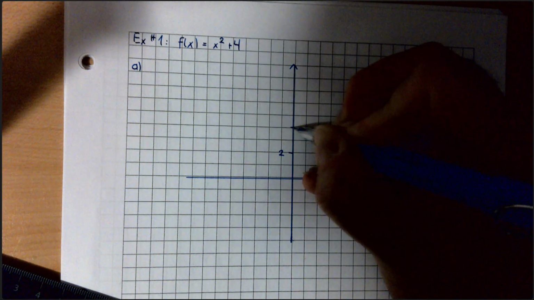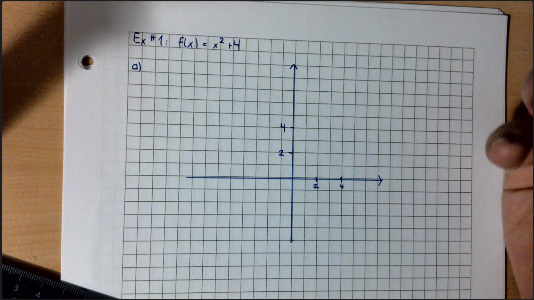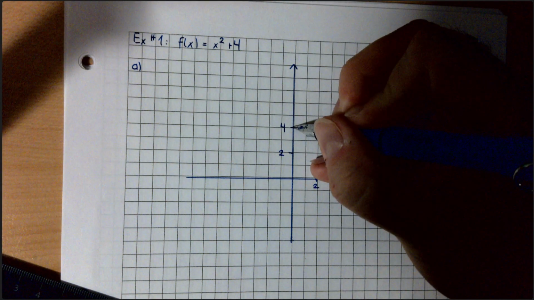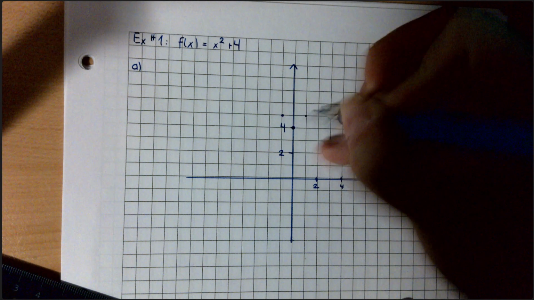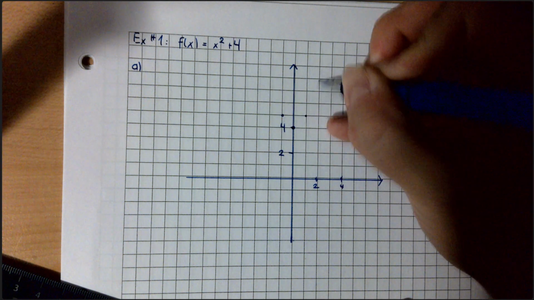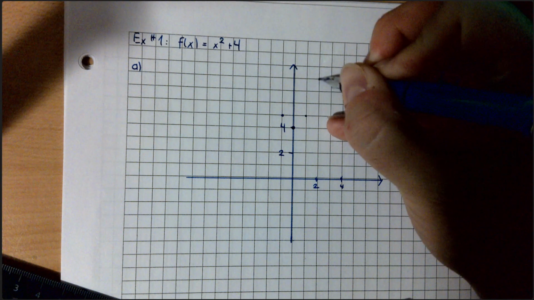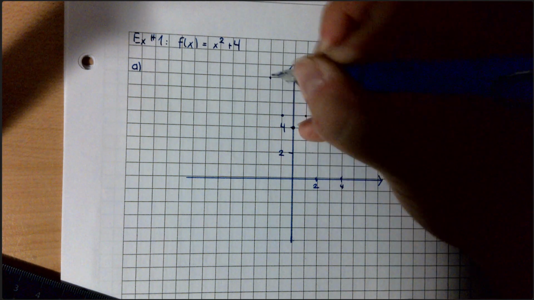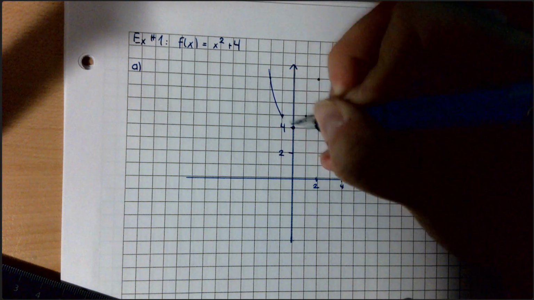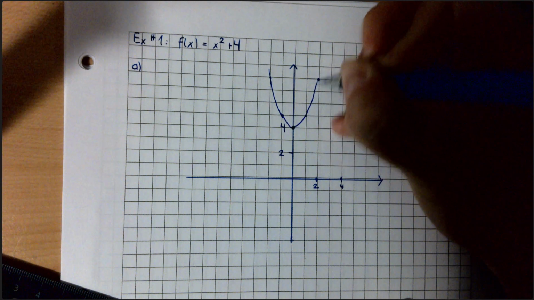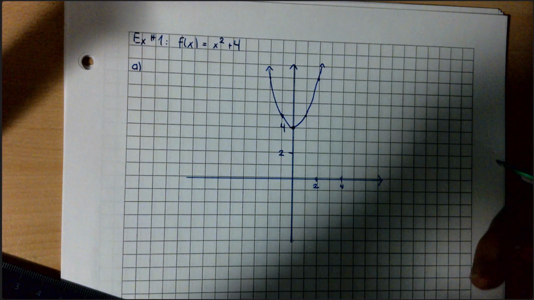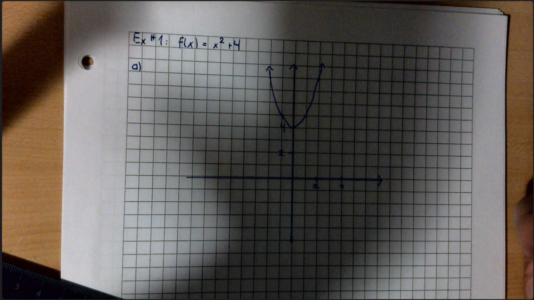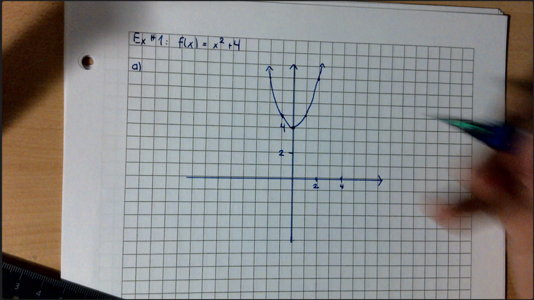I'm not going to label the negative side for now, but my vertex is right here, and then my step pattern is 1 and then 3 for each side. So this is the parent function, and now I can graph my inverse multiple ways, but the easiest way is just to look at our points.